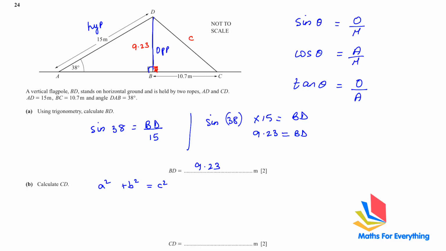So using the Pythagoras theorem, we'll replace A with 9.23 square and B with 10.7 square. That is our C square, but we want C. So we will square root this answer, and we will get 14.1. So CD is equal to 14.1. Remember that if you want to find the hypotenuse, you always will have a plus in the middle. And if the hypotenuse is given to you, the sign will be negative.